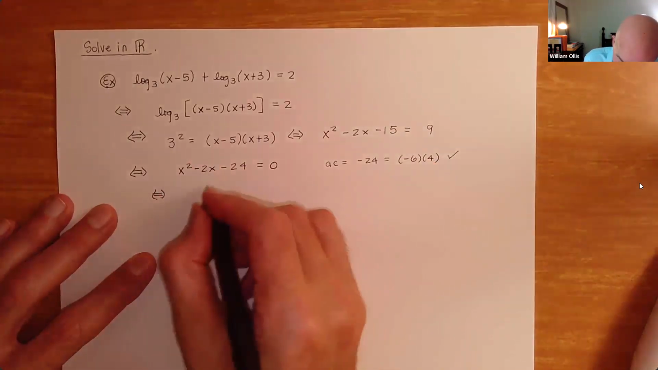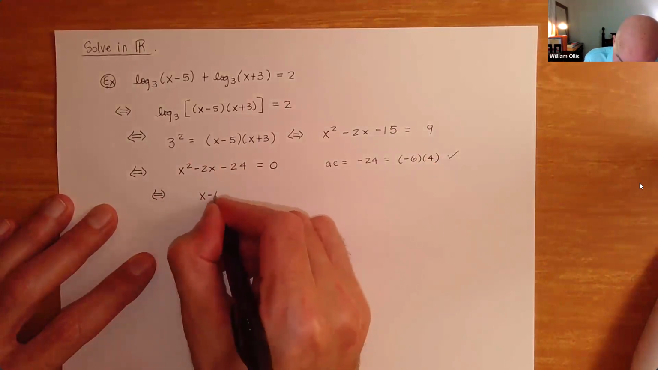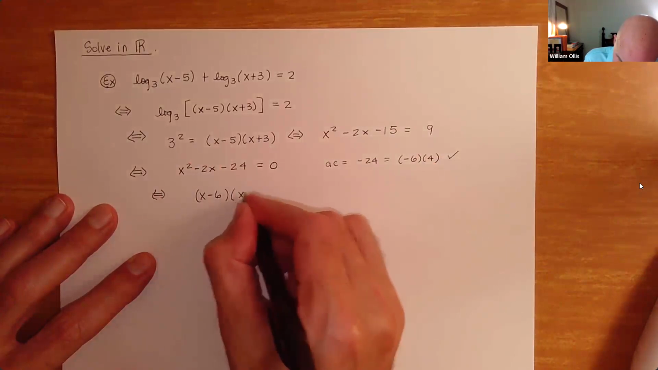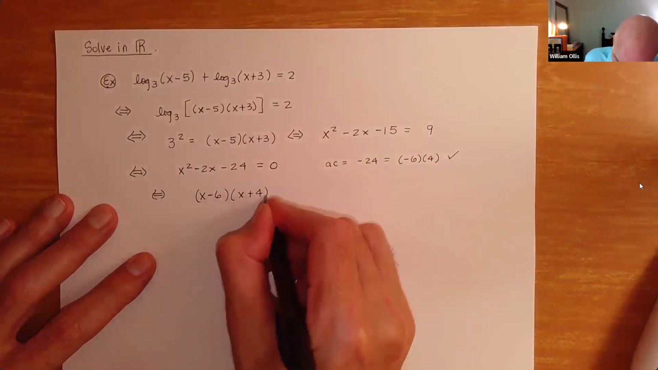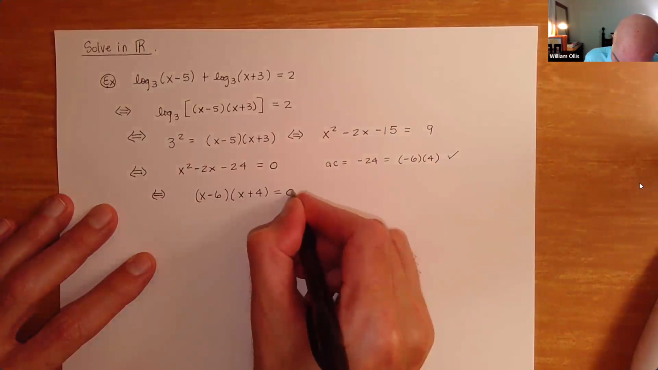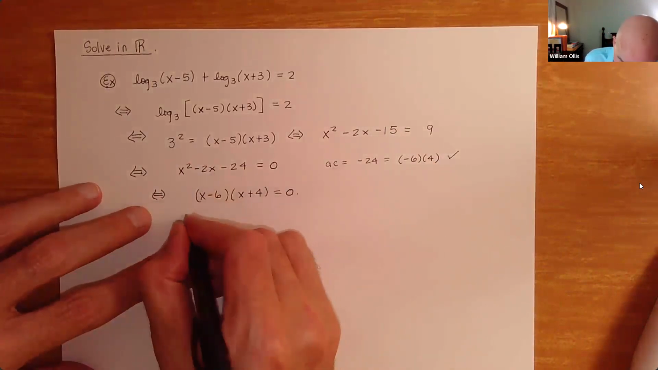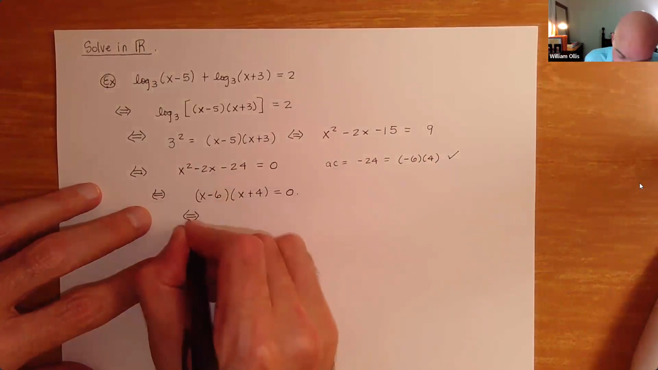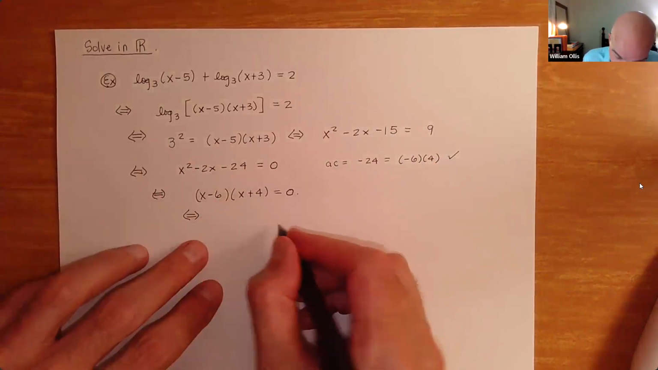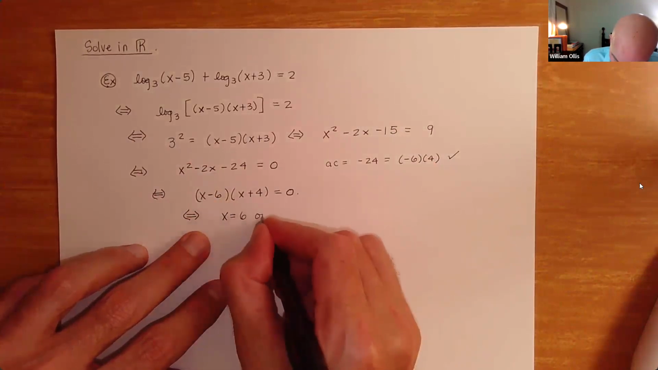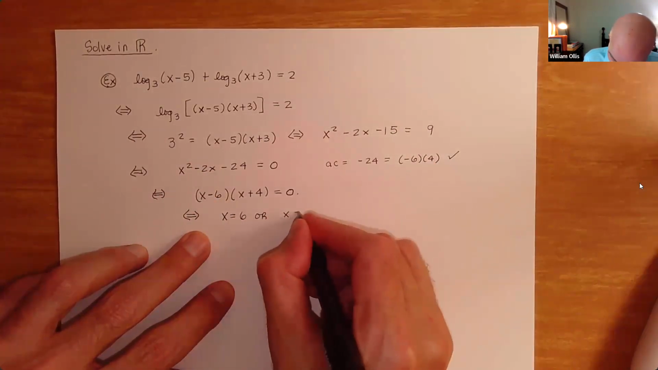So in this case, we have x minus 6 times x plus 4 equals 0. Now, of course, this is very useful here. We have a 0 product. So we can solve for the values of x that we at least have in the quadratic equation. So by 0 product, we have x equals 6 or x equals negative 4.